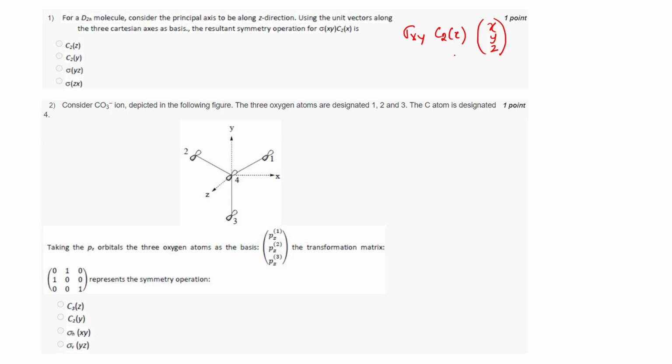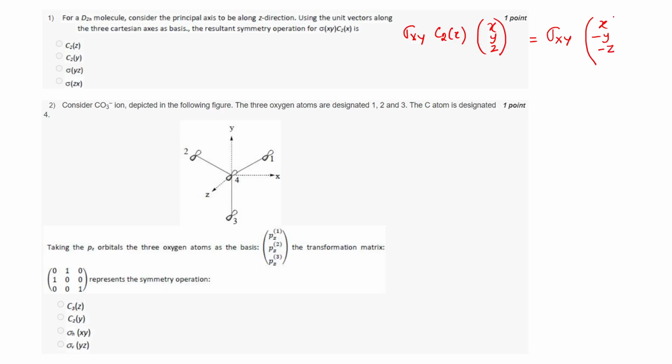So for this kind of problem, you have to take it from the C2x. First transform your xyz with C2x and then sigma xy. What I'm trying to say, this is remaining as it is. And when you change C2x, x will remain as xyz, same. Your x remains the same.